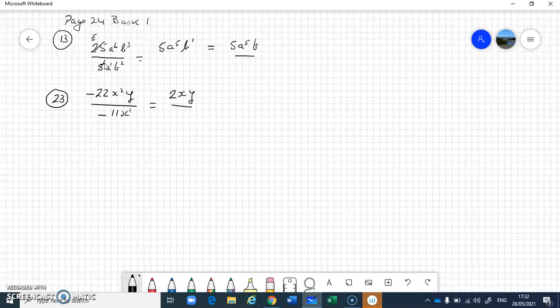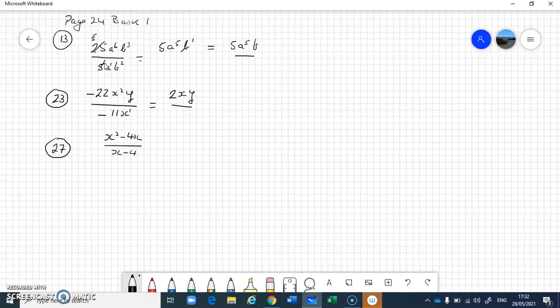Okay, so let's just look now at number 27, and I'll do more of these with you then in the next class. So a little bit more work to figure these ones out here. So we've got x squared minus 4x, and on the bottom we've got x minus 4.